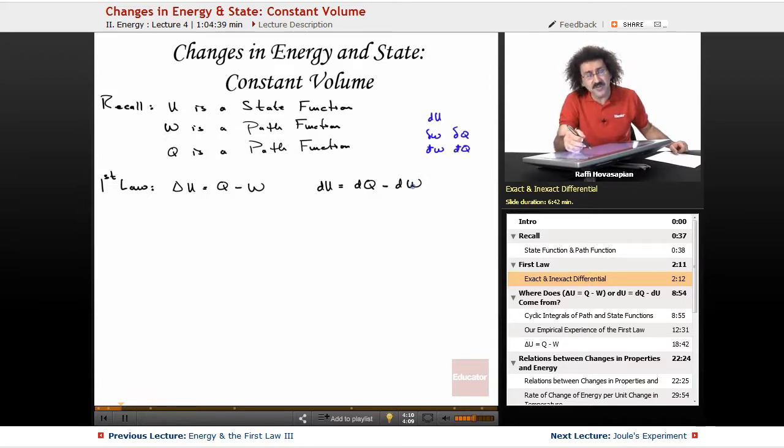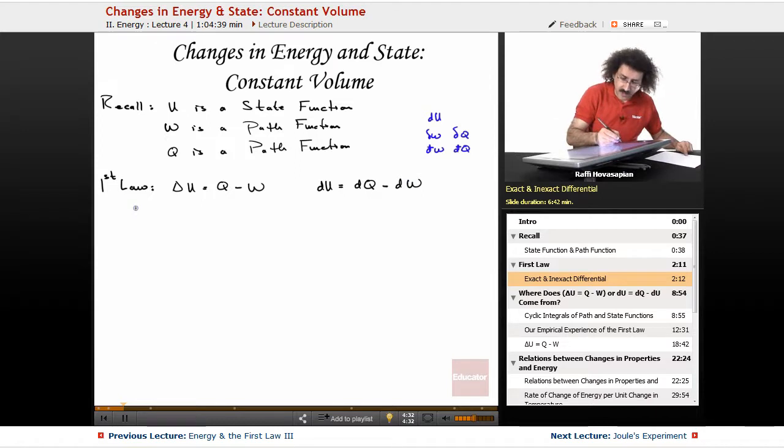To introduce new symbolism just confuses me. Personally, it's easier to remember that work and heat are path functions and energy is a state function. That's it. Other than that, it really shouldn't cause you any problems. So I'm going to go ahead and use the same symbol, but they're not the same. This is an exact differential. These are inexact differentials.